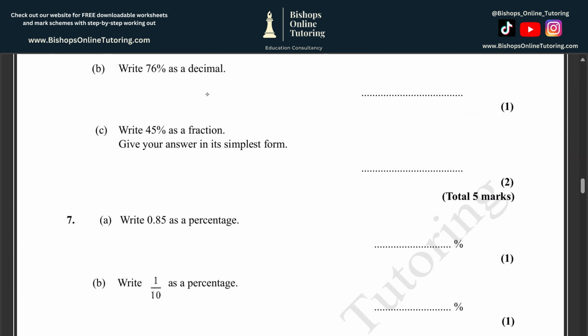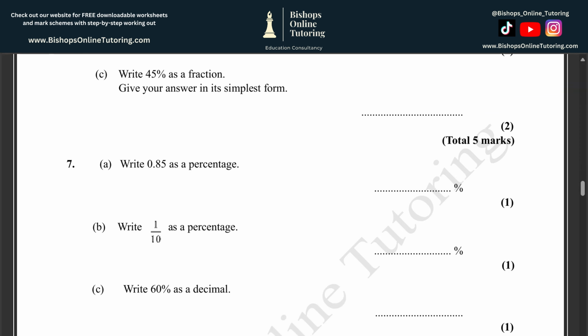Write 76% as a decimal. That's just going to be 0.76. Write 45% as a fraction. Give your answer in its simplest form. So 45 as a fraction would be 45 over 100. Now we can simplify that because both of these numbers are divisible by 5. So 5 goes into 45 9 times and 5 goes into 100 20 times. We can't simplify that any further, so that's our answer, 9 over 20.